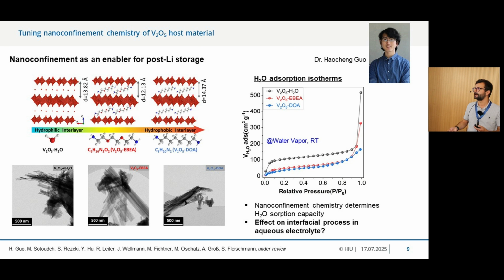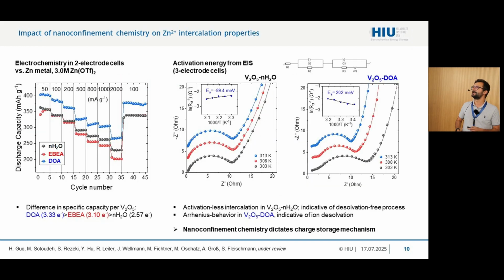And now we check, actually, is this material design principle valid? And what we find is, in fact, the water sorption capacity for the most hydrophilic material is by far the largest. So this means we can actually tune the water uptake of these materials quite nicely. We also see this leads to quite different zinc intercalation capacities, with the most hydrophobic material showing the highest capacity.